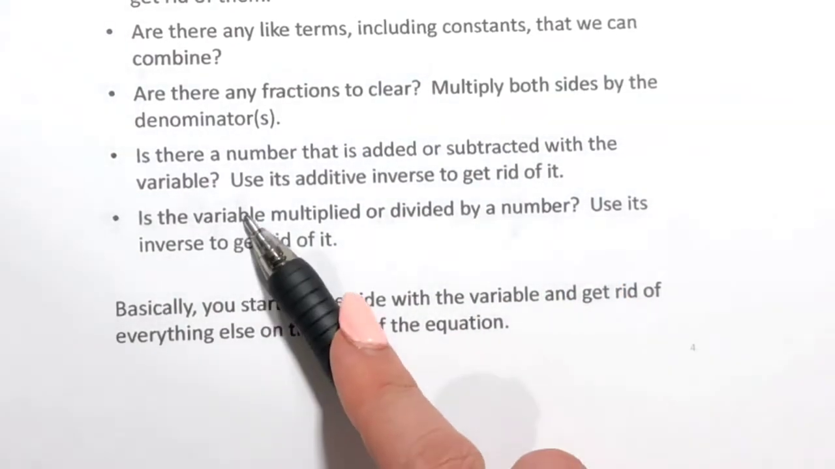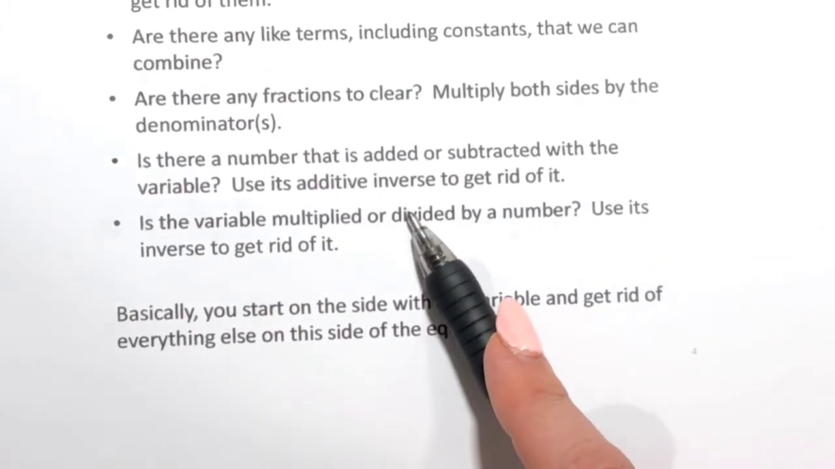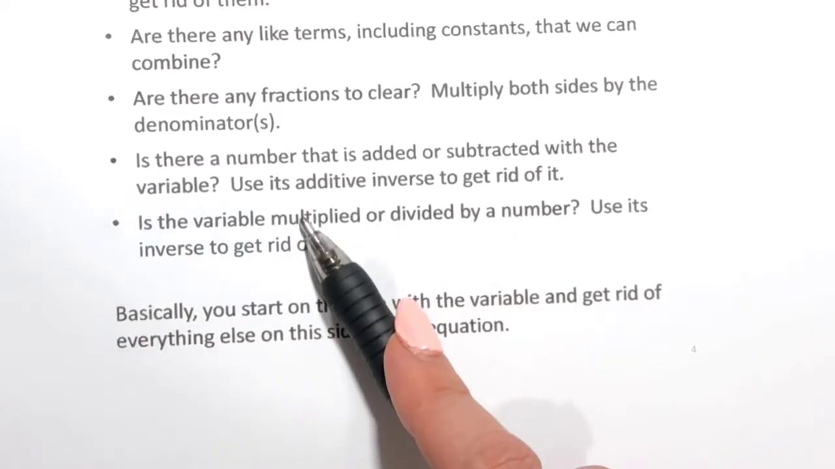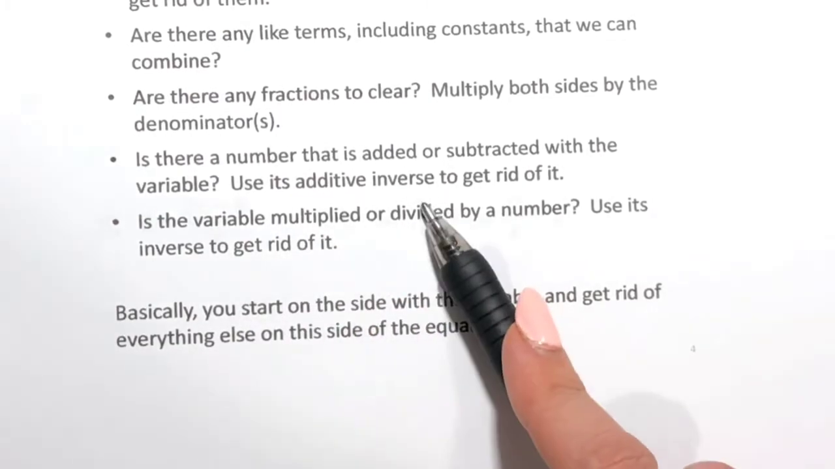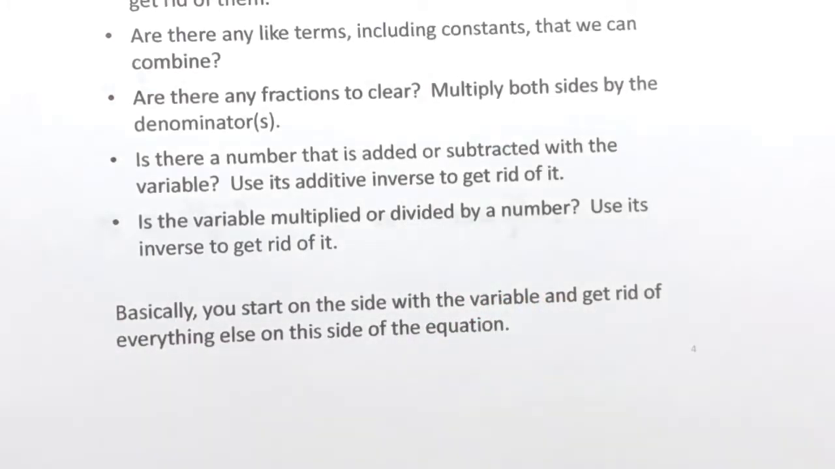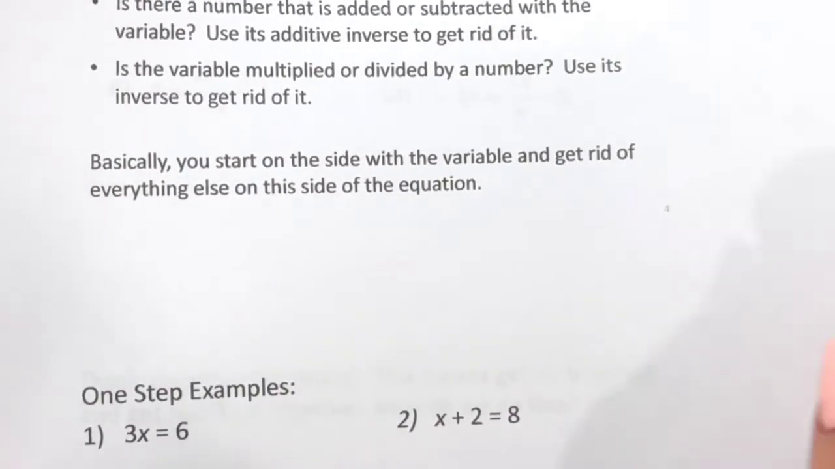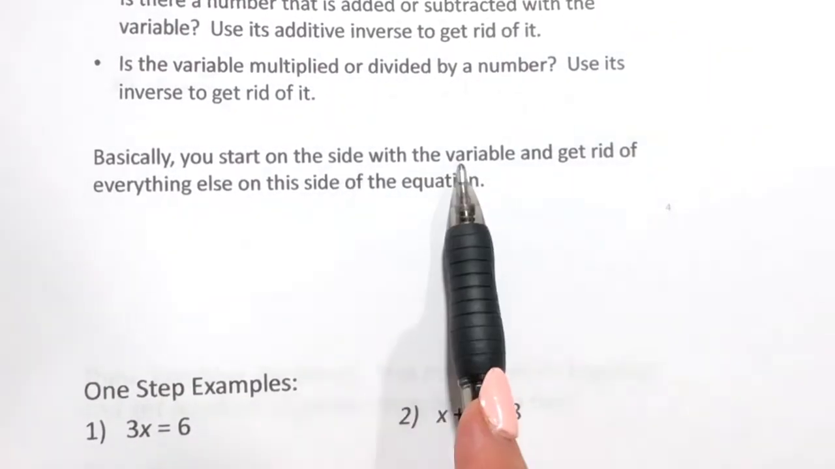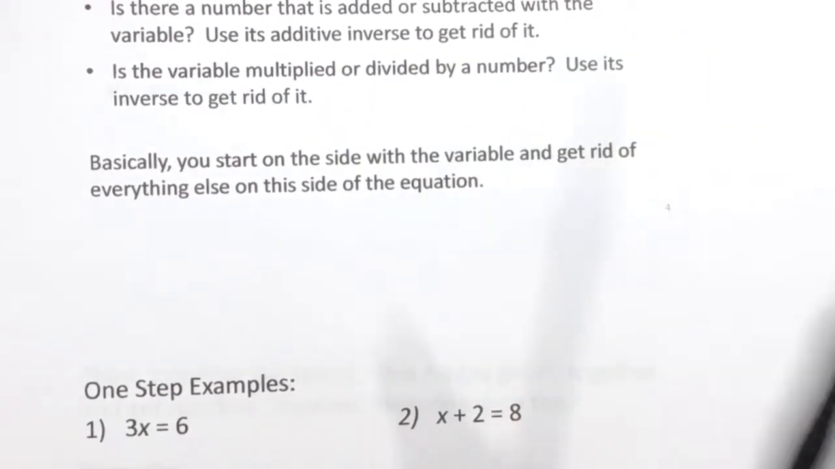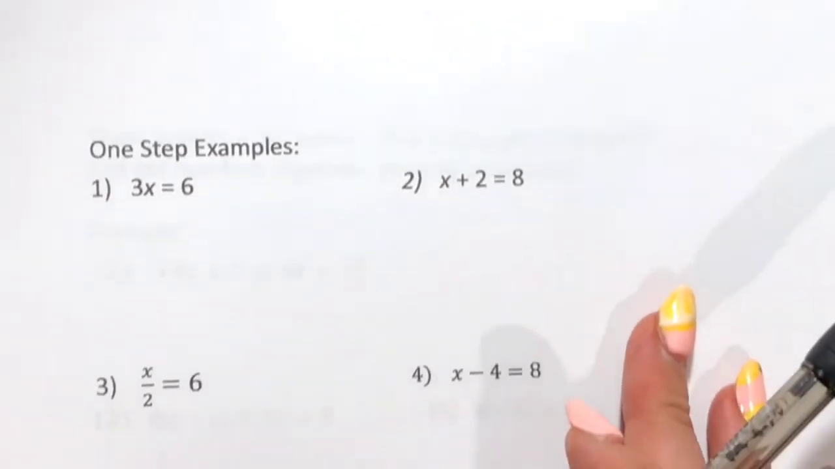And then is the variable being multiplied or divided? Same thing, you're going to do the opposite operation. So if you're timesing by 2, in order to get rid of it, you're going to divide by 2. If you're dividing by 3, to get rid of a divide, you're going to multiply by 3. So you're just always doing the opposite of whatever you're given. So basically, you're going to start on one side of the equation with the variable on it and get rid of everything else by doing the opposite operation.